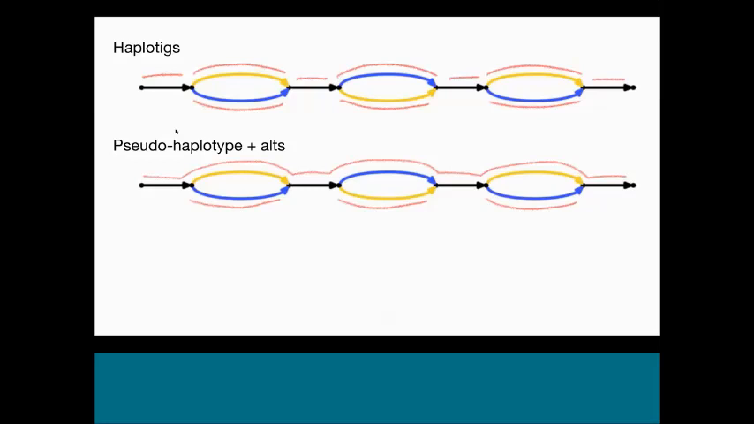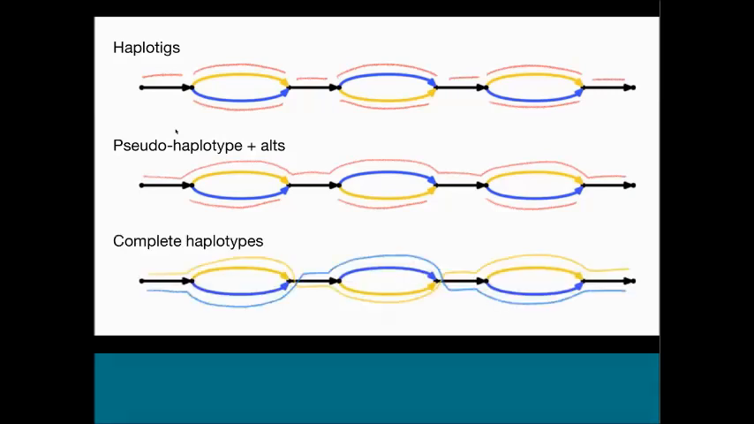And so you essentially just randomly walk one half of these bubbles. In the case of Falcon Unzip, I think it always takes the longest half of the bubble, but others might do this randomly. The result is this pseudo-haplotype, where you have a long contig in red, which actually has phase switching between these bubbles, but preserves continuity. And then the alternate haplotypes are treated as secondary contigs or alternate contigs, which are usually haplotype specific, but also not connected to one another.